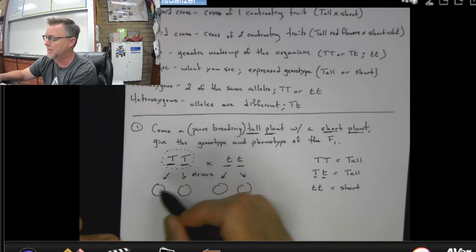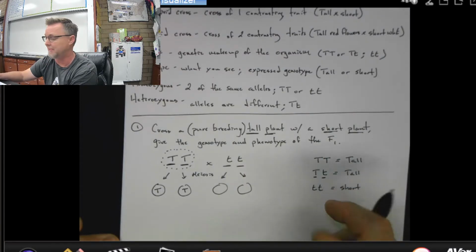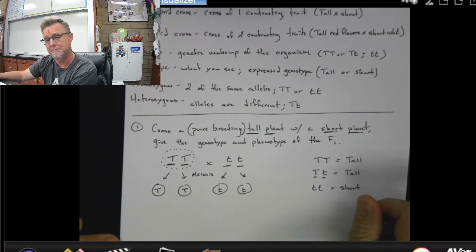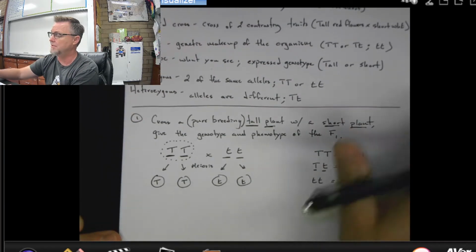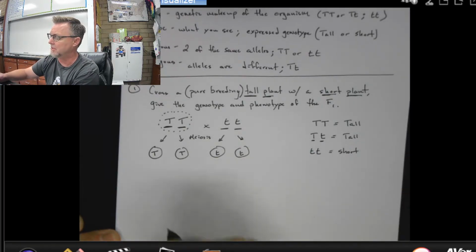When meiosis occurs, we're going to get two sex cells, each one with a big T in it, just like that from the first parent, and two sex cells, each one with a little t from the other parent. Now, we're going to use a device called a Punnett Square to predict the outcome of this cross.